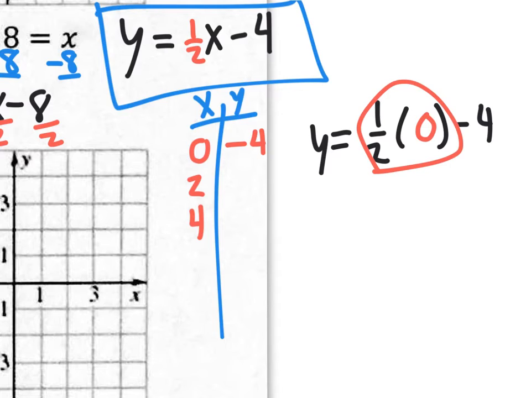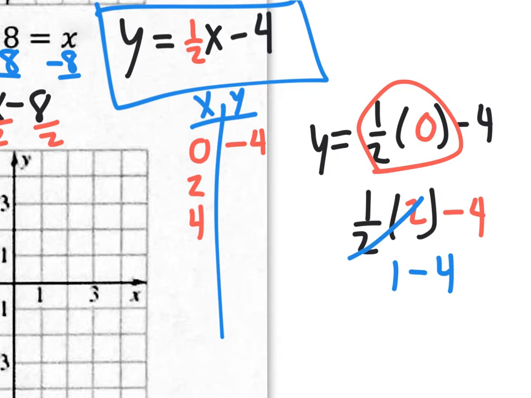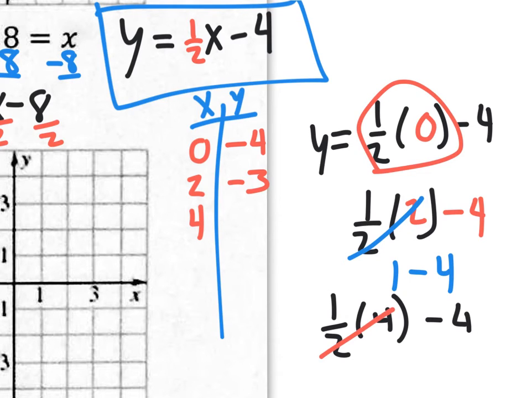What if I were to plug in 2? Check it out. I'm going to have 1/2 times 2 minus 4. What happens with those 2's? Cancel out. So I have 1 take away 4. What's 1 take away 4? Negative 3 as an output. And finally, last but not least, if we have a 1/2 times 4 minus 4, the 4 and the 2 cancel out. You have a 2. So you really have 1 times 2, which is 2, minus 4. That's going to be a negative 2.